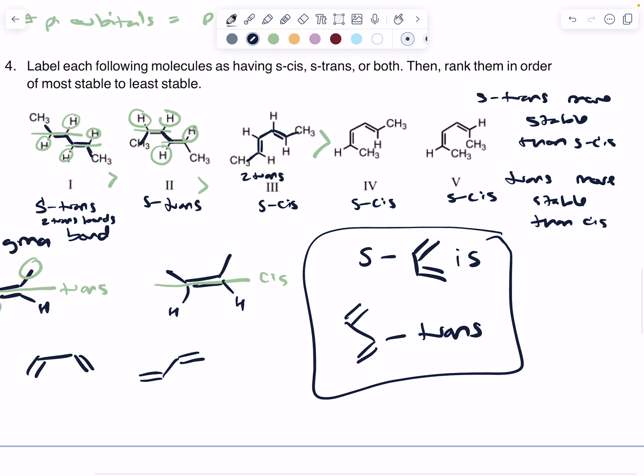And then this one, if we look, it has a hydrogen here and here. So that's a cis bond. But over here, the hydrogens are on the opposite side. So it has 1 cis, 1 trans within S cis. So then this is the next most stable. And then this last one has 2 cis bonds. So it is the least stable.